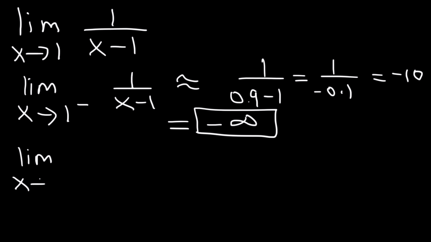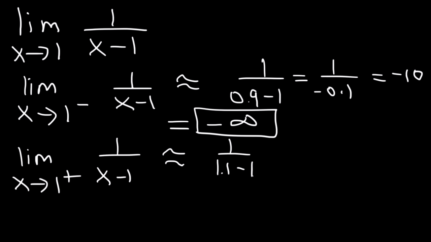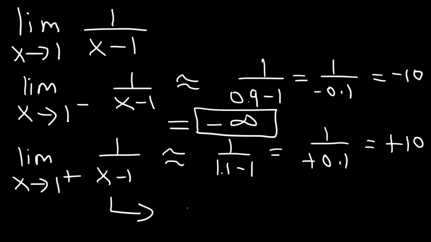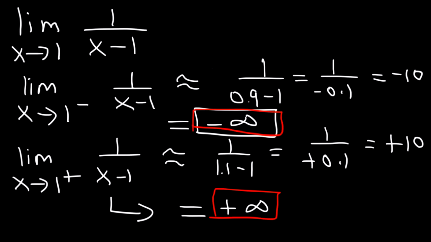Now let's check the right side as x approaches 1 from the right. So we can approximate it using 1.1. So this is going to be positive 0.1. 1 divided by positive 0.1 is positive 10. So therefore this limit is going to approach positive infinity. Now these two limits do not match. So this limit does not exist.